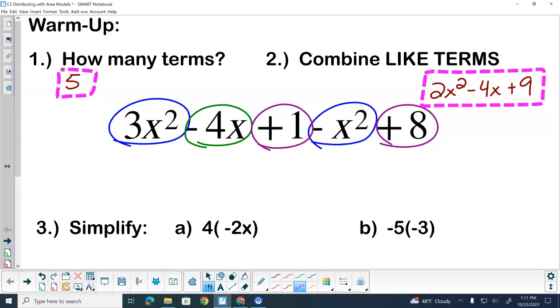Okay. Now, this is also written in standard form. One of the big questions that people got wrong on Friday's formative was not writing it in standard form. Standard form, again, has the biggest exponent first, with whatever coefficient that term has, then the next biggest exponent, then the next, all the way down until very last is the constant. Okay? So that would be standard form.